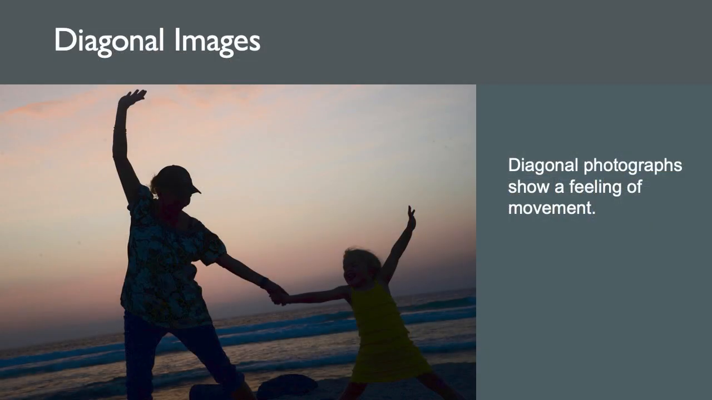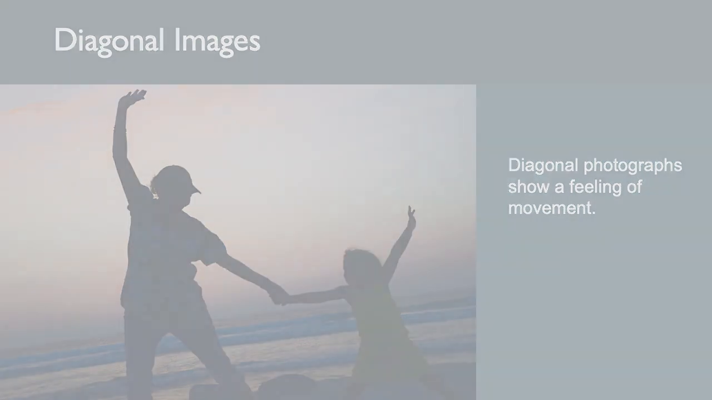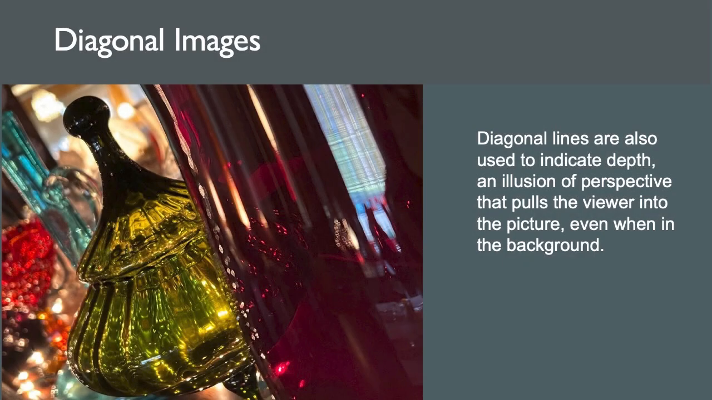Diagonal lines suggest a feeling of movement or direction. Since objects in a diagonal position are unstable in relation to gravity, being neither vertical nor horizontal, they're either about to fall or already in motion. In a 2-dimensional composition, diagonal elements such as shape, color, line, light, and texture are used to indicate depth, an illusion of perspective that pulls the viewer into the picture, creating a sense of space that one could move within.